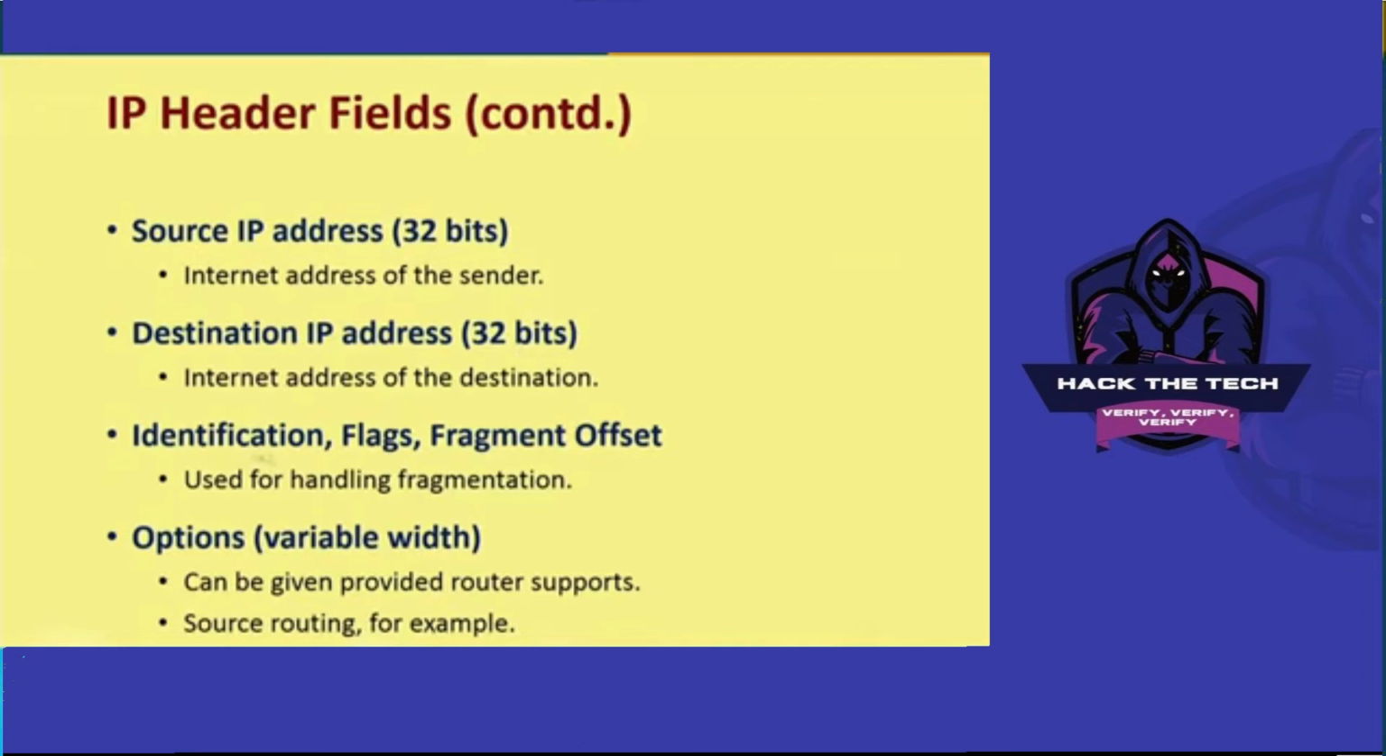Then you have some other fields which we shall be discussing later, like identification, flags, fragment offset. These fields are used for fragmentation. Whenever the IP layer requires to break a packet into smaller packets, and again it may have to combine those smaller packets together into a single packet. These are called fragments, fragmentation and reassembly. So, to support that, these 3 fields are required. This we shall be talking about later when you talk about fragmentation and reassembly.